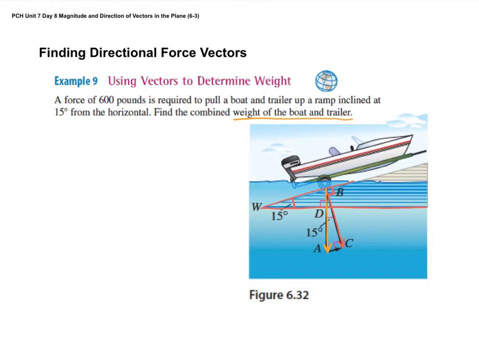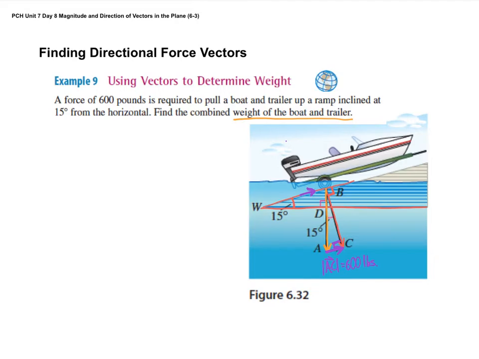Now, you have this little vector down here as well, AC. And AC, notice, is parallel to the ramp. The reason why that's parallel to the ramp, for one, it makes it perpendicular with this vector BC. But more importantly, this 600 pounds is required to pull the boat and trailer up the ramp. So that vector right there is equivalent to vector AC right here. That actually tells us something: the magnitude of AC equals 600 pounds. There's 600 pounds of force pulling that boat up.